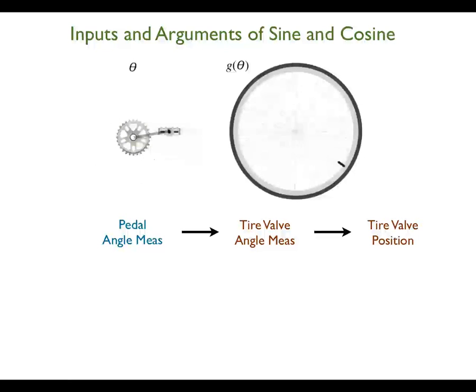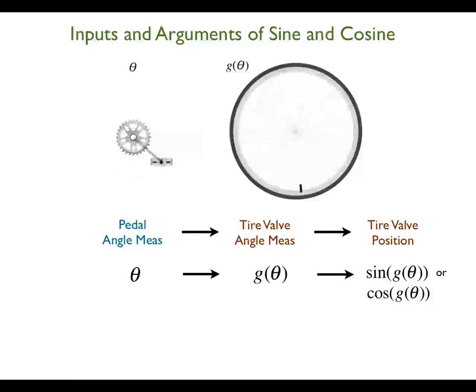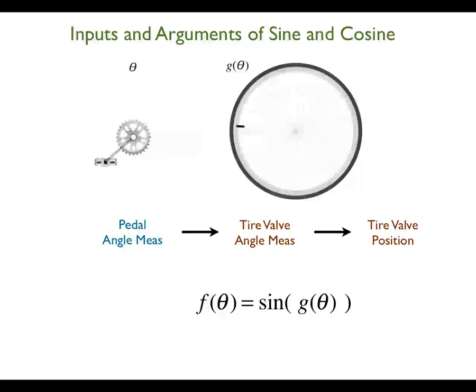Okay, so the tire valve position comes from the tire valve angle. That pedal angle is theta, and the tire angle is dependent on it, some function, we'll call it g, of the pedal angle. And then from g, we can get position, either vertical height, or distance to the right of the horizontal diameter, sine or cosine. So this is composition of functions, and this was what we were working on.